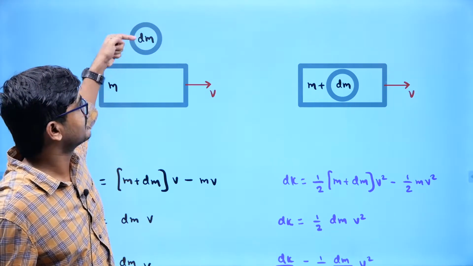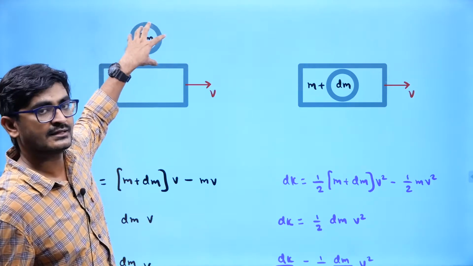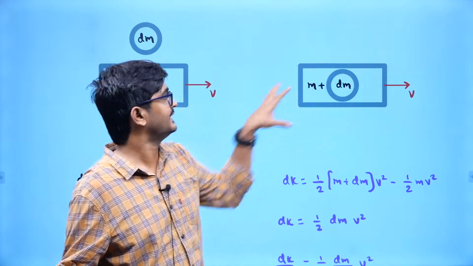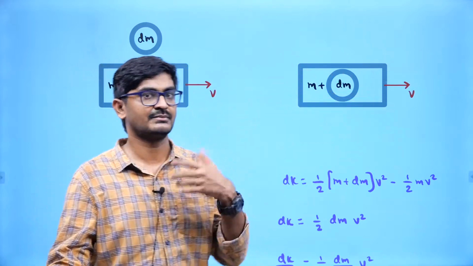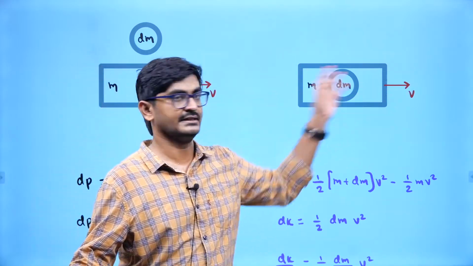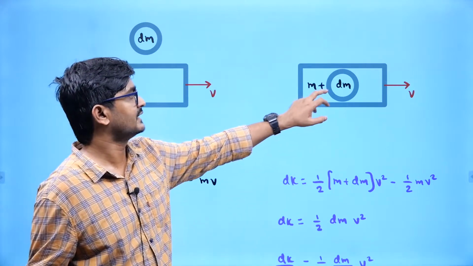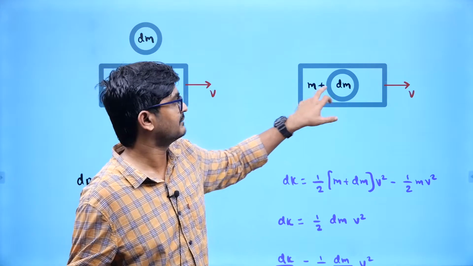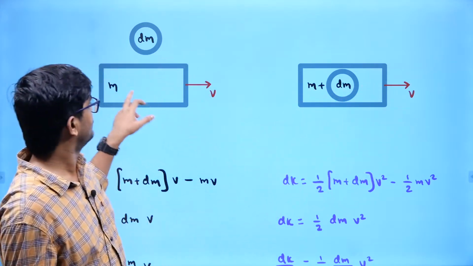Before dropping, its horizontal velocity is 0, right? Now after dropping, what will be the situation? The total mass will become m plus dm, but it has to move with constant speed. For that we are applying some force. Now we will see what is the change in momentum for the final case and the initial case. In the final case, momentum is (m plus dm) into v. In the initial case, momentum is m into v.